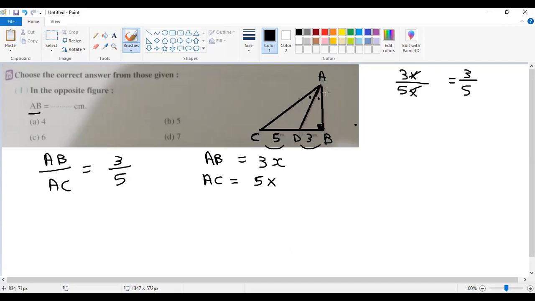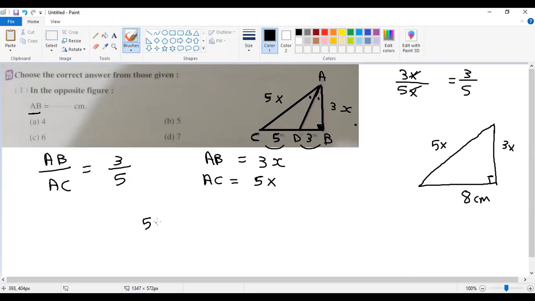So how can we find the length of AB? The length of AB is 3x, and AC is 5x. So let's apply Pythagoras. This side is 3, this side is 5, and this side is 8 centimeters. This is the actual length, 8.